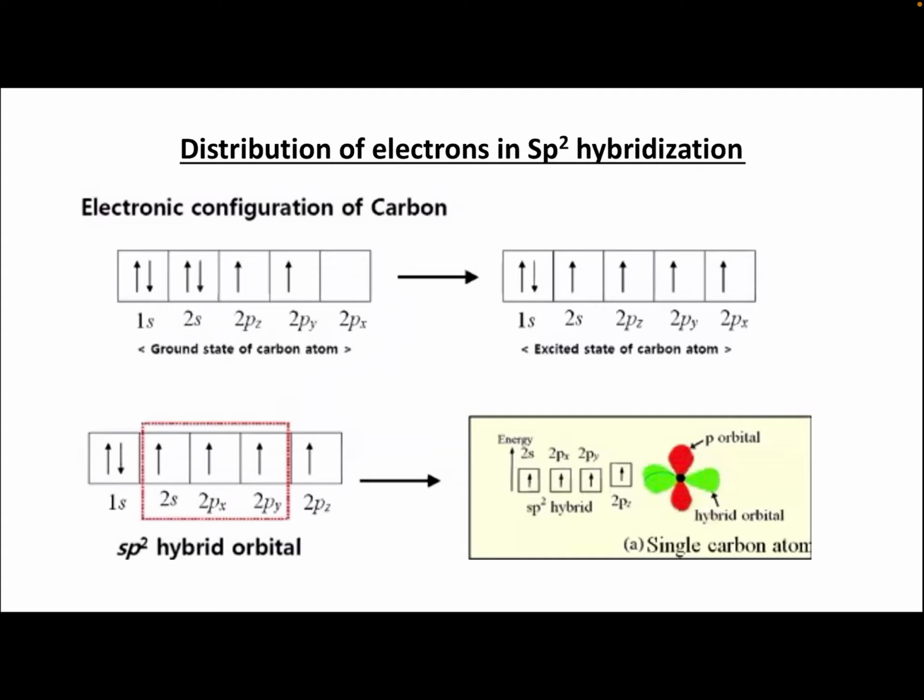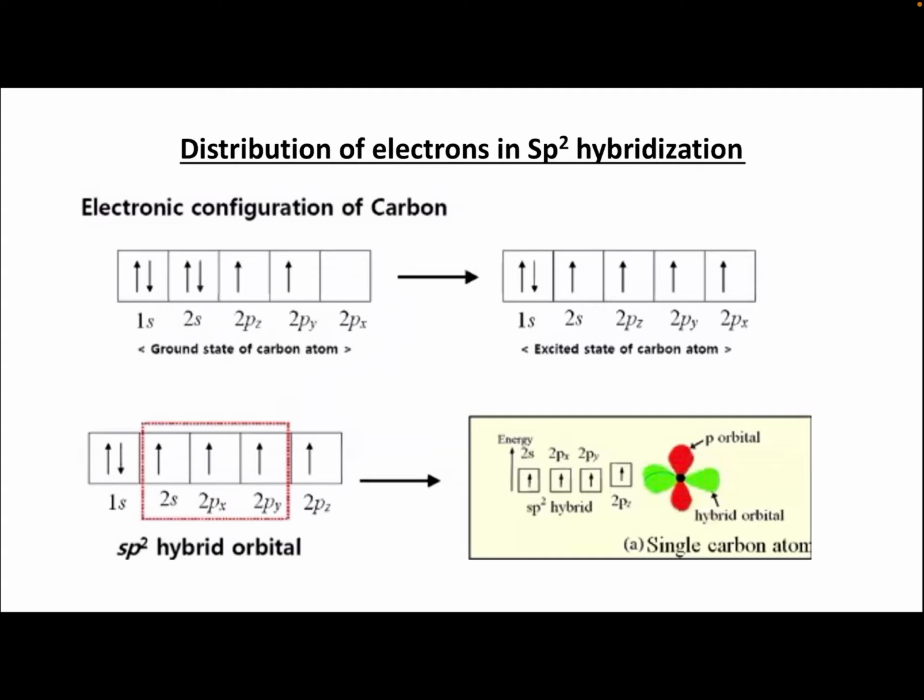Distribution of electrons in sp2 hybridization. The electronic configuration of carbon is 1s2, 2s2, 2px1, 2py1. Here one of the 2s electrons goes into the 2pz orbital, so the electronic configuration becomes 1s2, 2s1, 2px1, 2py1 and 2pz1. When sp2 hybridization takes place, one 2s orbital and two 2p orbitals mix, and 3 hybrid orbitals are formed. In the next diagram we see 1 electron in 2s, 1 in 2px and 1 in 2py.